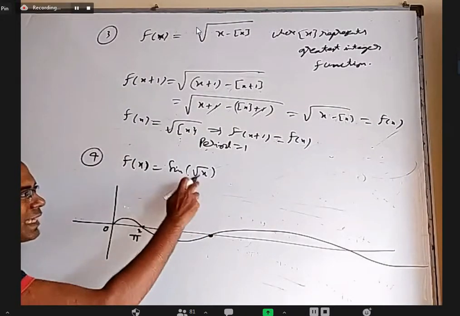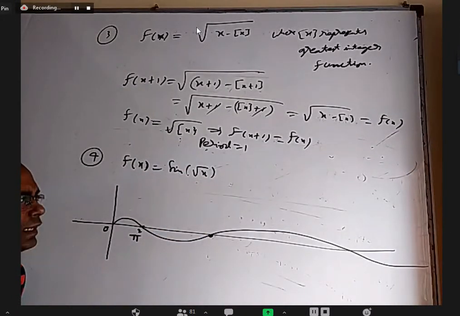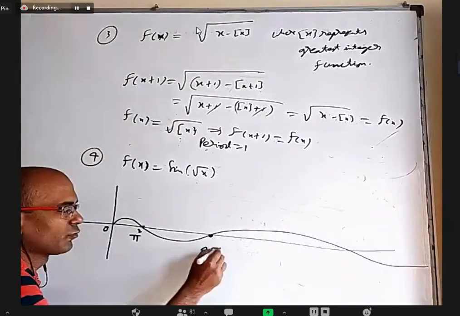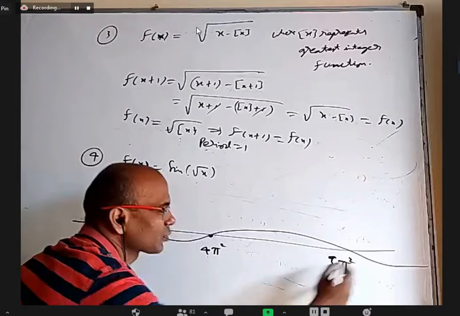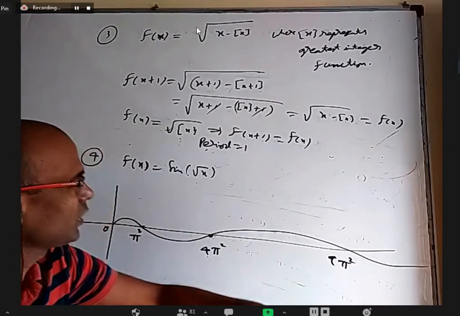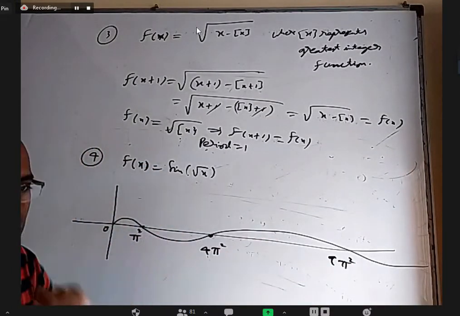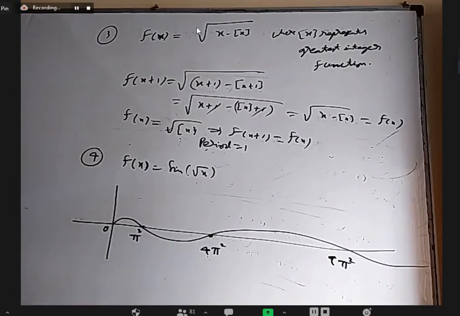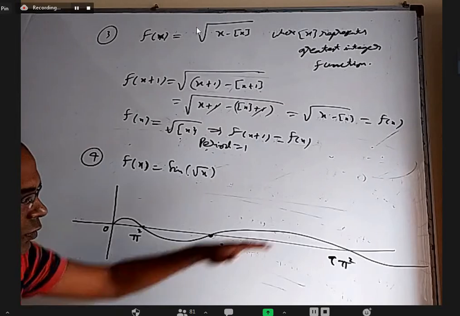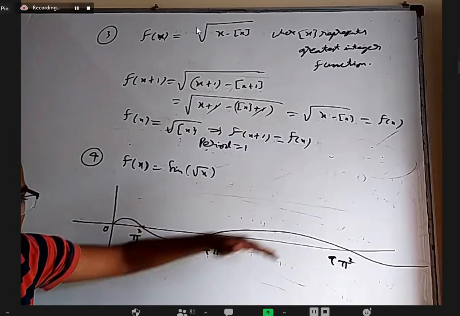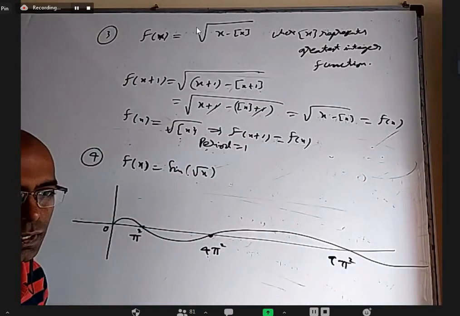And sine will be 0 next at 2 pi. When root x is 2 pi, x should be 4 pi square. Next it should be 9 pi square. When x is 9 pi square, root x will be 3 pi and sine 3 pi is 0. Okay. So it is like regular sine x. Maximum value is 1, minimum value minus 1. It doesn't go high above. It is 1 only. But it is becoming more and more elongated later on.